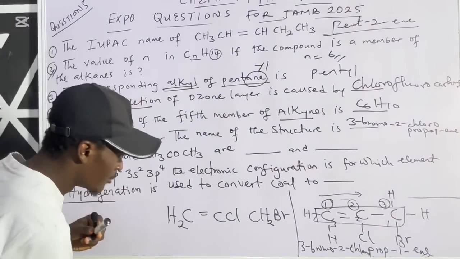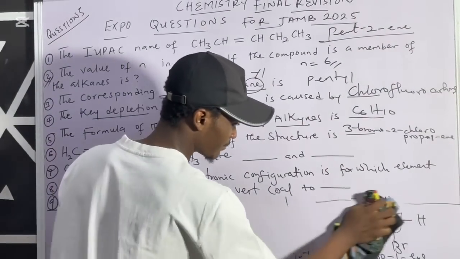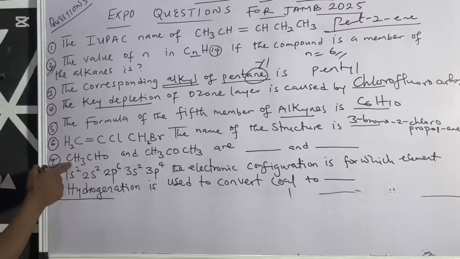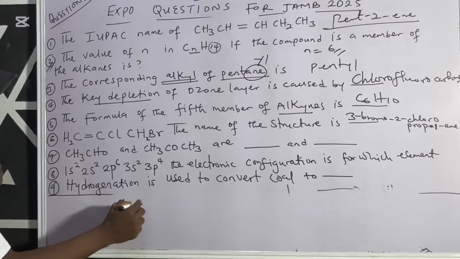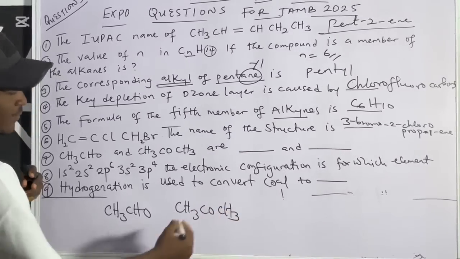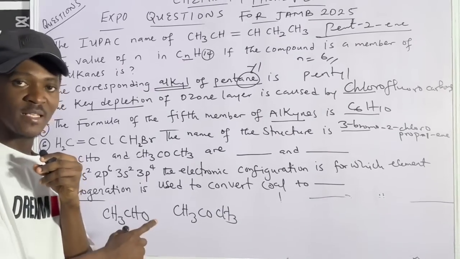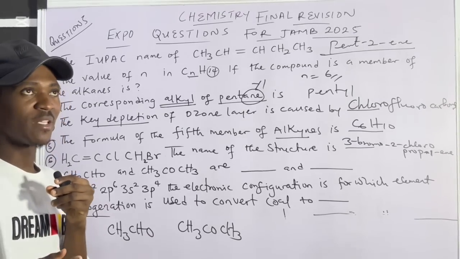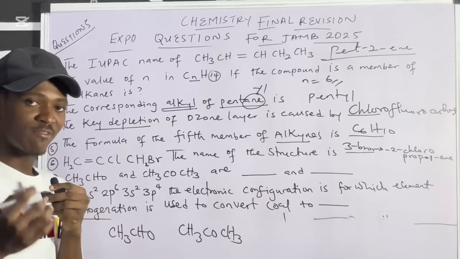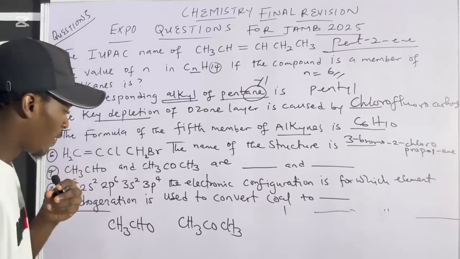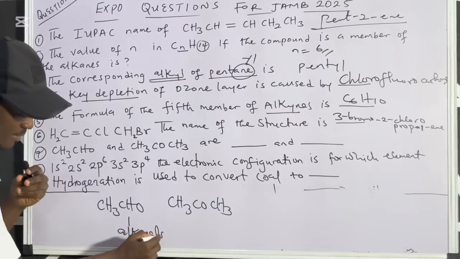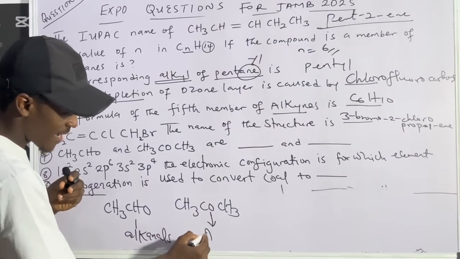All right. So the next question, question 7 rather. Now looking at this, we are given CH3CHO and we are given CH3COCH3, and we are asked for the name of these two. Not just the name, they were actually interested in the family. According to how I got the question, they were interested in the family. Where can you find these two? Of course, this is a member of the alkanals, while this one is a member of the alkanones.